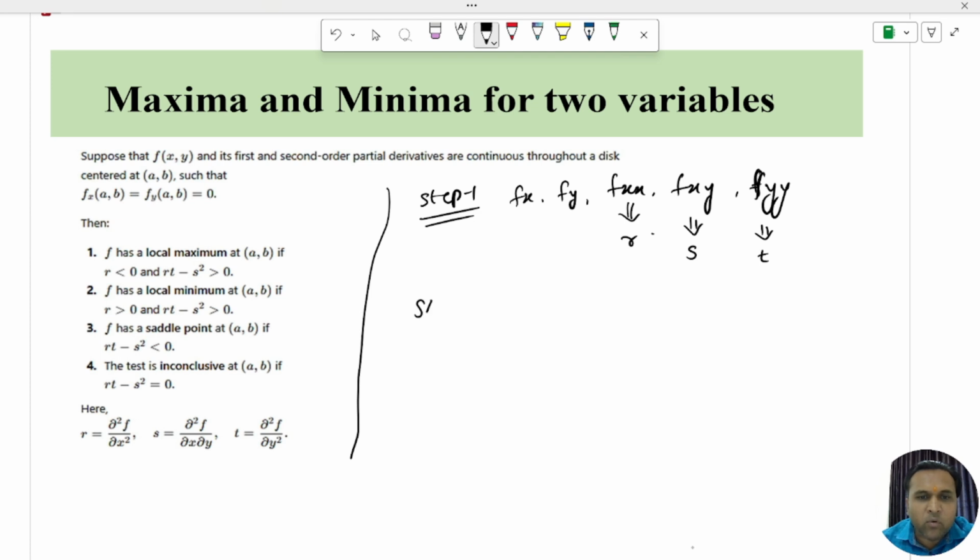In step 2, you have to take fx equal to 0, you have to take fy equal to 0, and using these two you have to find the critical points.